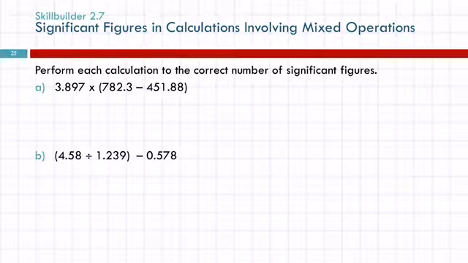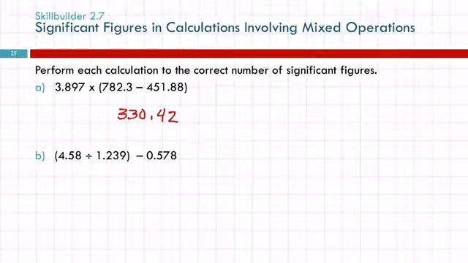So here we have an example. We have a number multiplied by this quantity, one number subtracted from another. We need to do what's in the parentheses first, and then multiply. So on my calculator, I'm going to do 782.3 minus 451.88. I'm going to press the equal sign, and I'm going to write that down. That is equal to 330.42. That's what my calculator gives me.